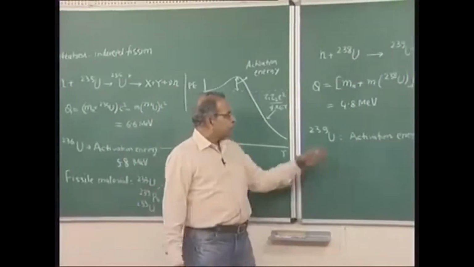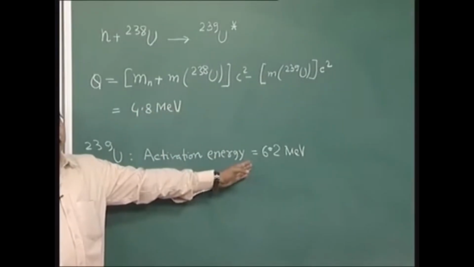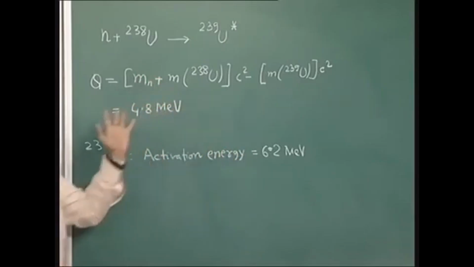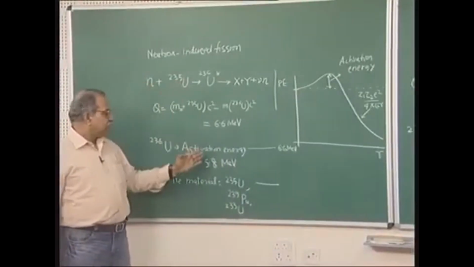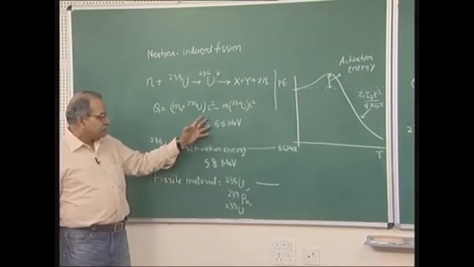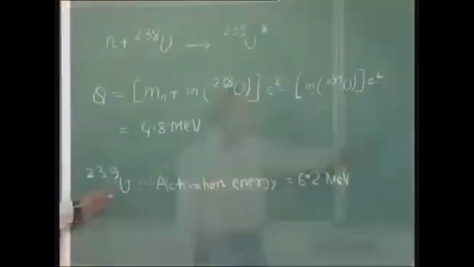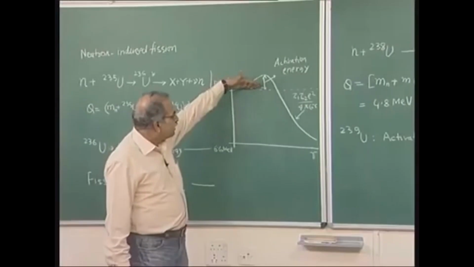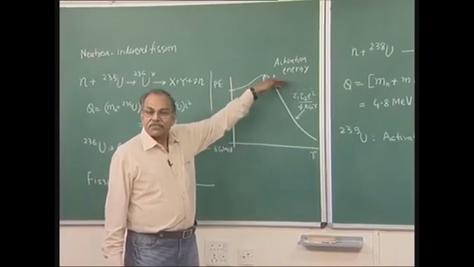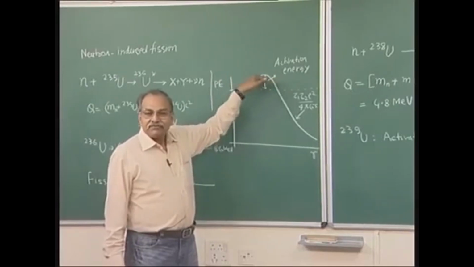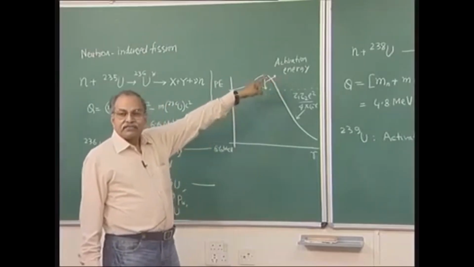But nevertheless the final result is the same, that the excitation energy is much smaller than the activation energy in case of uranium-239, whereas in case of uranium-236 created by this neutron absorption, the excitation energy is higher than the activation energy. And therefore, uranium-239, once it is created much below this activation energy, has to cross this big potential barrier, and therefore the fission probability will be almost negligible with these low energy neutrons.